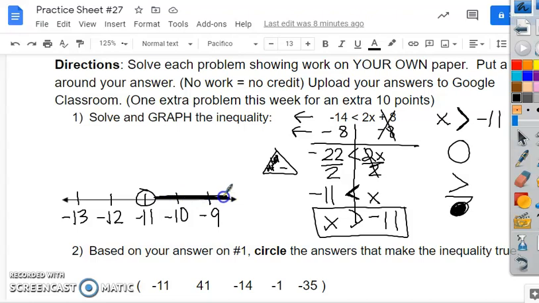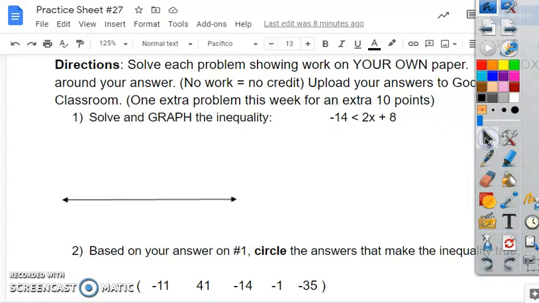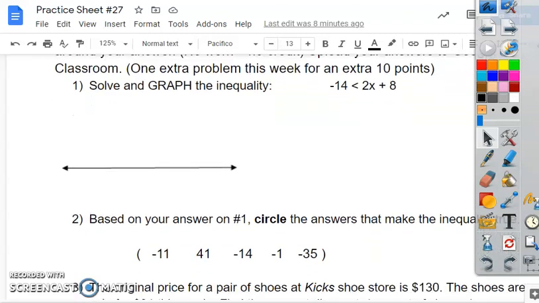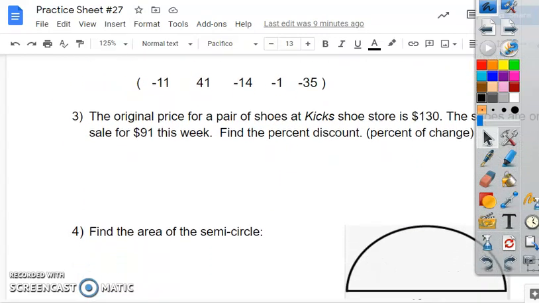Please, please, please, I cannot emphasize to you enough. Please always, always, always graph your answer. It's going to help you get the second part correct, okay? And when it comes to standardized tests, this is going to help you, okay? So we want to make sure we're practicing making our number line. We're practicing shading. We make sure if it's open or closed, okay?